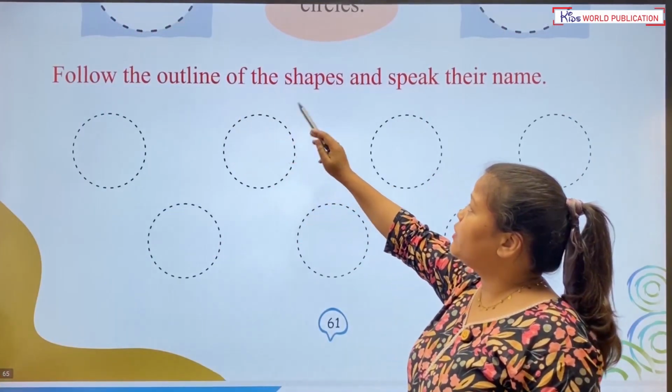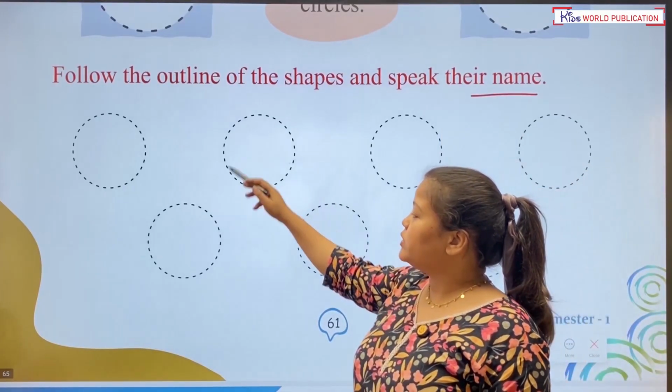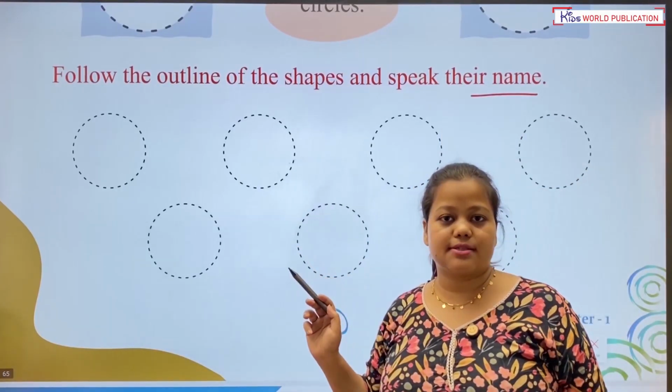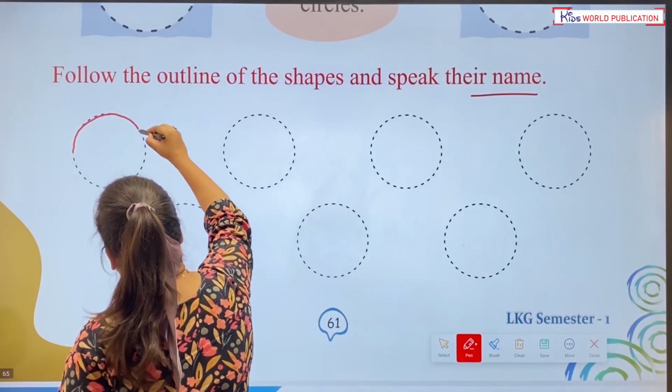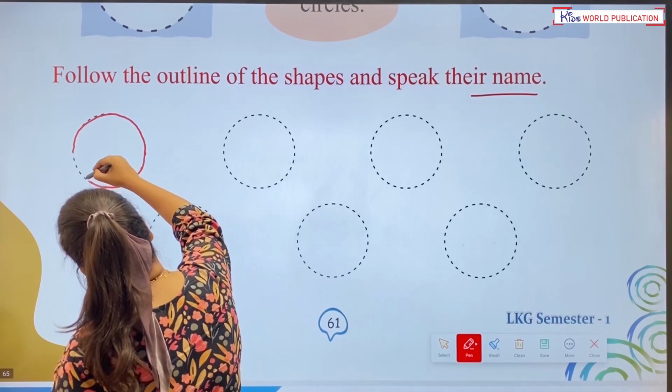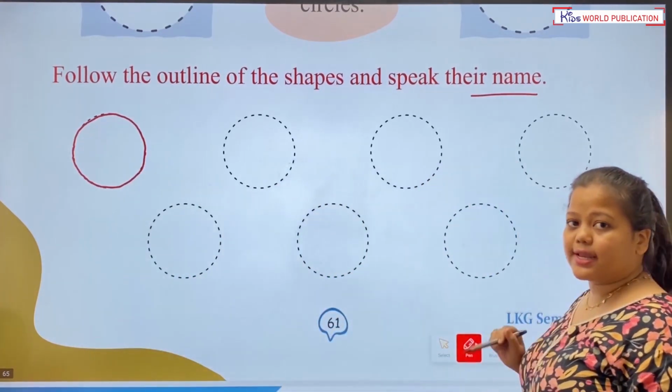Follow the outline of the shapes and speak their names. So kids, you will trace all the circles given here and speak its name. This is how you will complete it and speak its name.